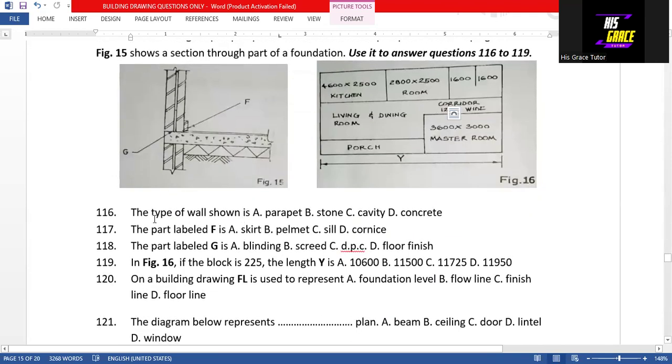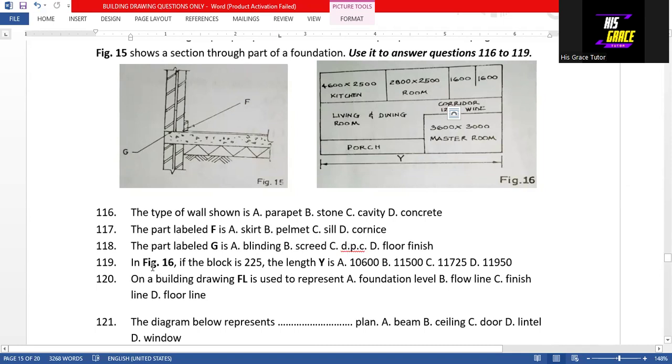Question 116. The type of wall shown is a cavity wall. That's option C. Then the part labeled F is a skirting. That is option A. Then the part labeled G is, if you look at what we have there, the part labeled G as question 118. So question 118 is DPC. So it's DPC, damp proof course.